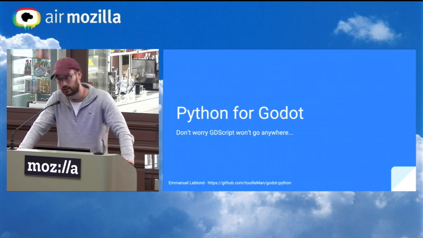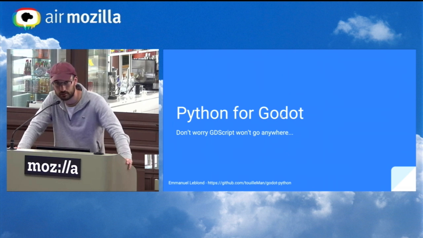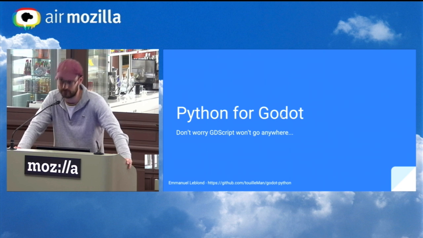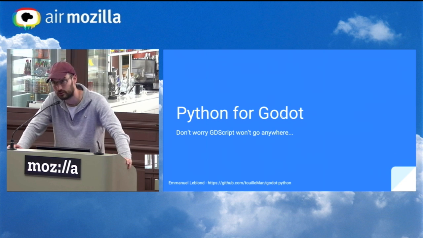Some other reasons are that Python is a really nice language. The proof could be that GDScript was inspired by Python. But it's not Python enough for me, and for some people who don't want to learn a new language like GDScript. So yes, there is a need for this, I think.